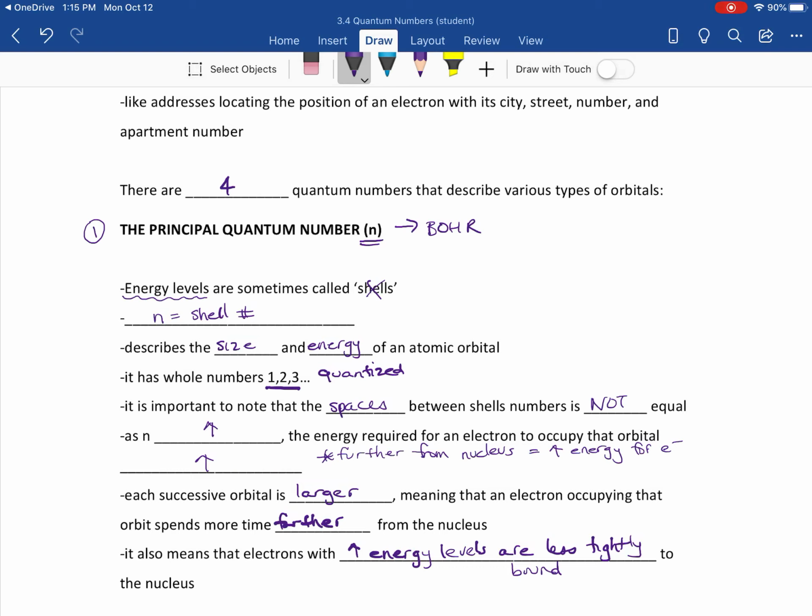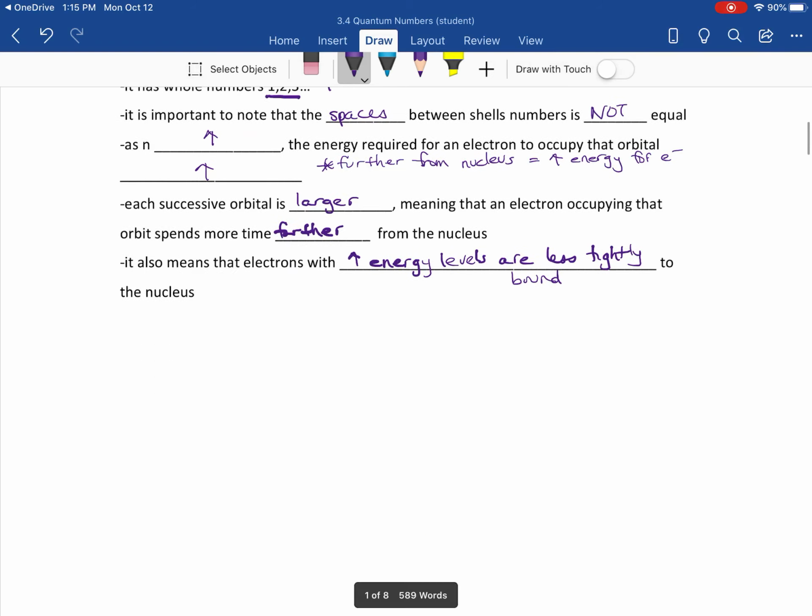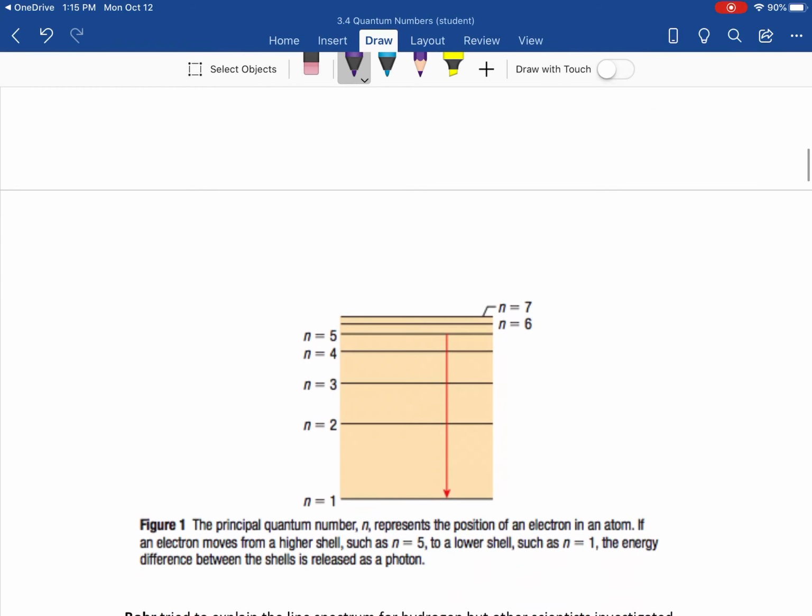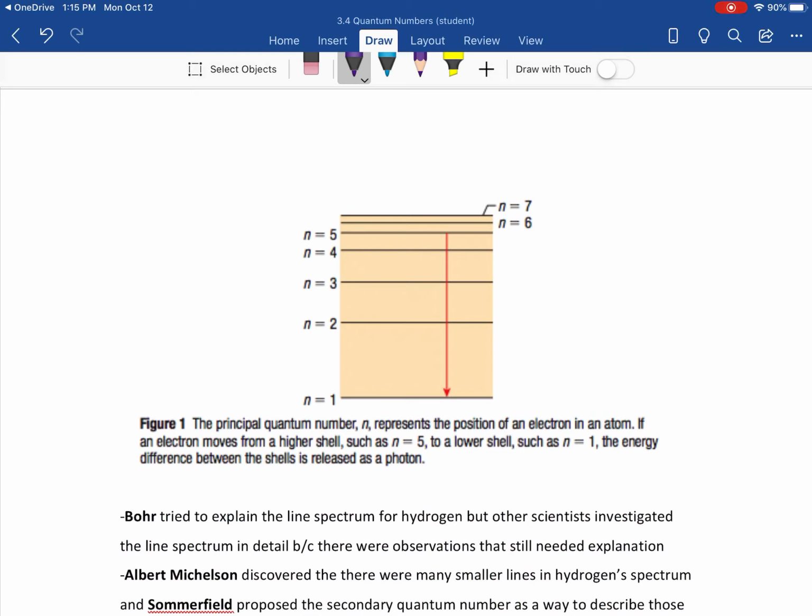Got it? All right. So, continuing on, let's take a look. Here are some principal quantum numbers. So n equals 1, n equals 2, n equals 3, n equals 4, and n equals 5.